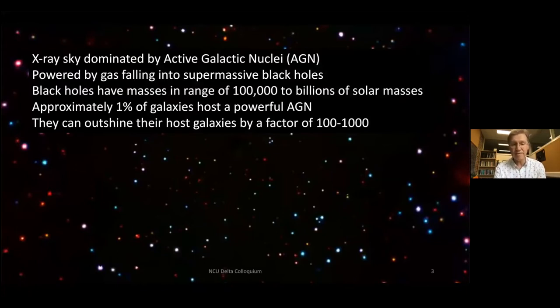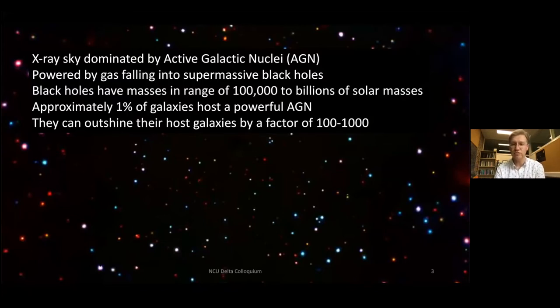Fundamentally, what we believe is the power source of these objects is gas falling into supermassive black holes. The black holes can have a vast range of masses. The small ones are a mere 100,000 times the mass of the sun, but that can go all the way up to billions of solar masses.